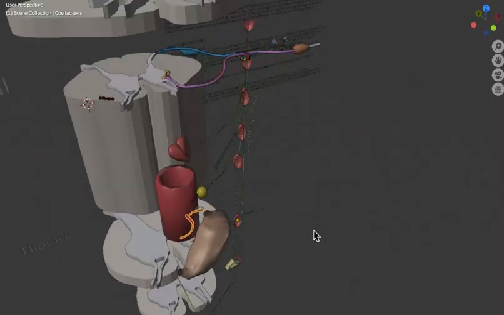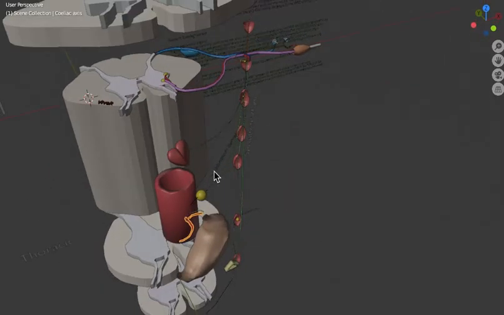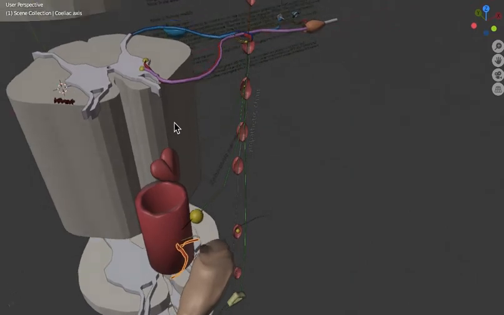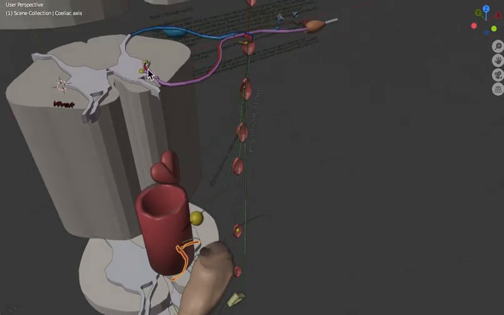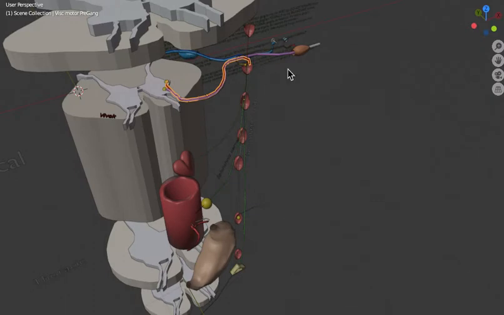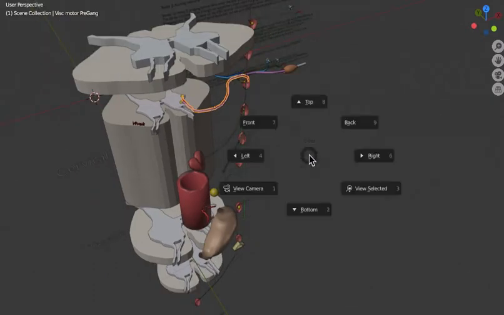In addition to that, in just one of the levels, as an example, I have shown the complete connections of the motor neuron, the sensory neuron, and the sympathetic neurons, the red one, plus where they go and what they do. So these are the ones we are going to see in detail.